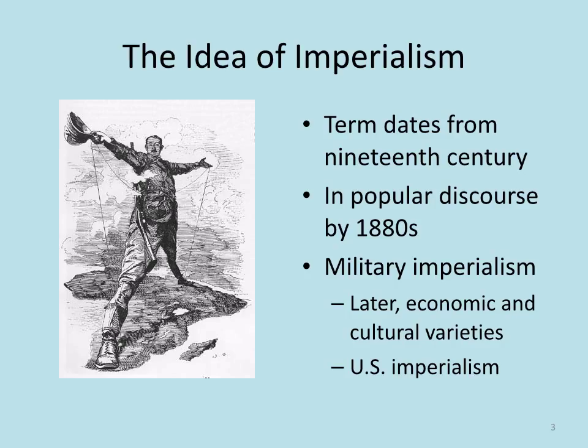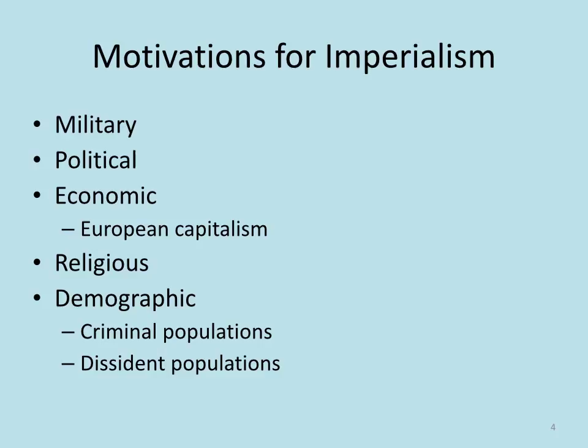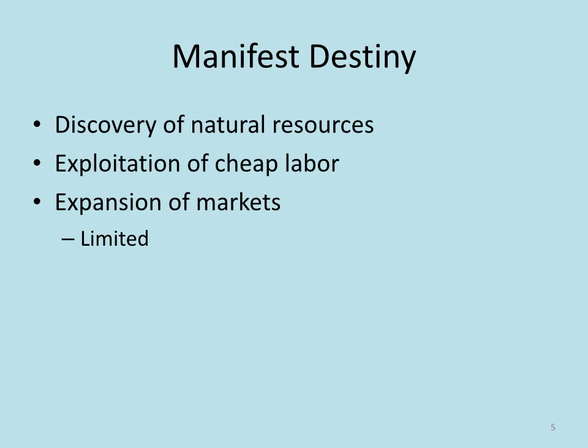It's going to start with military imperialism, and then it'll later turn into economic, then cultural. Then we'll discuss U.S. imperialism. Now, the motives for imperialism are military, political, economic, religious, and demographic. We're going to see that there are so many reasons why imperialism comes, but I think we can all agree that economics is going to be the reason to start it, but military dominance is what's going to maintain it.